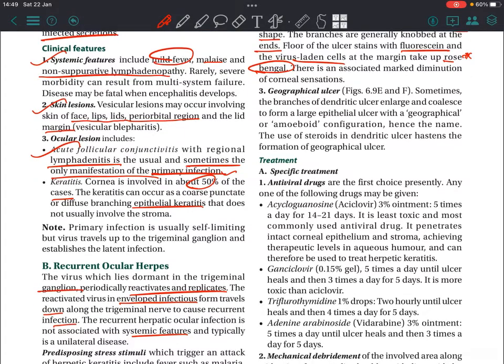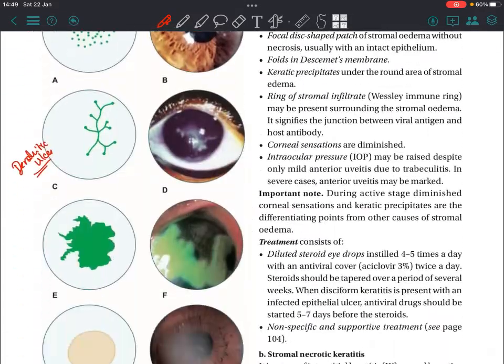Geographical ulcer. Sometimes the branches of dendritic ulcer enlarge and coalesce to form a large epithelial ulcer with geographical or amoeboid configuration. Hence the name. The branches of this dendritic ulcer coalesce and form the geographical ulcer.